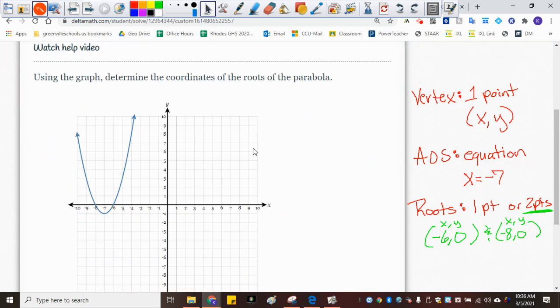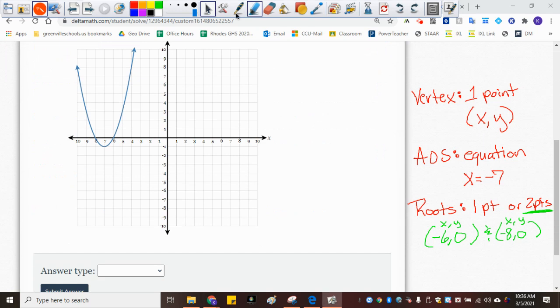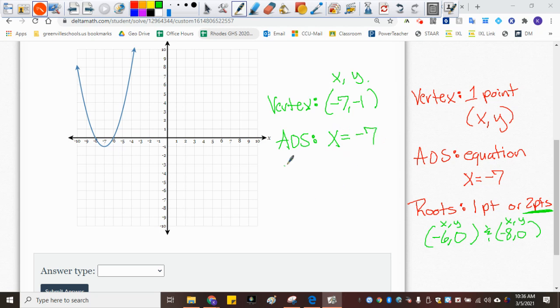So this one asks for the roots, but let's talk about everything. So your vertex, -7, -1. Make sure you put the x, then y. X, y, z, right? If you ever get into the third dimension in math, there is actually a z. Like you write a coordinate as x, y, z. Just a little. AOS, axis of symmetry, is always an equation. X equals -7. And then this one's asking for our roots, I think.